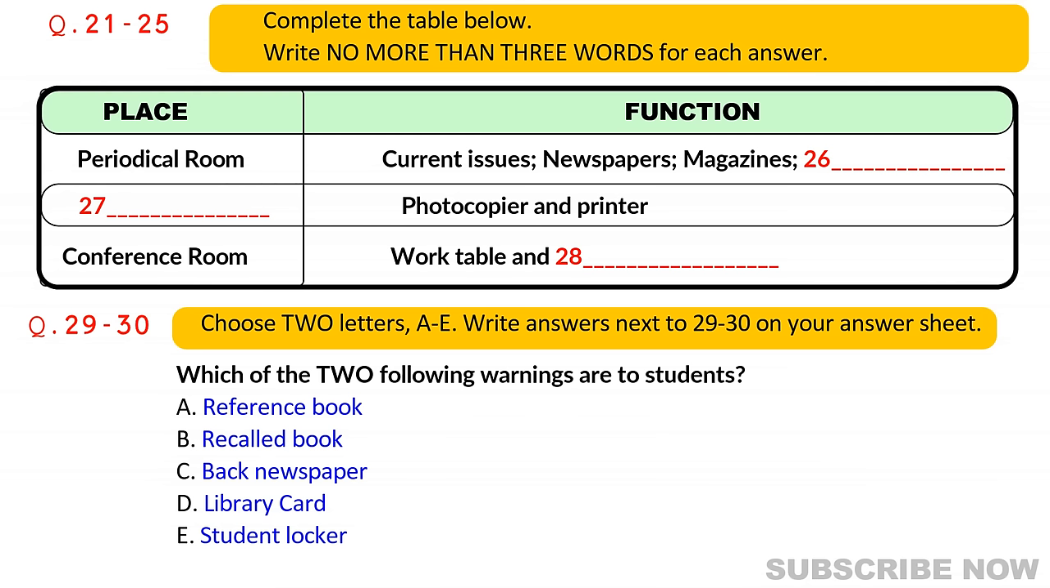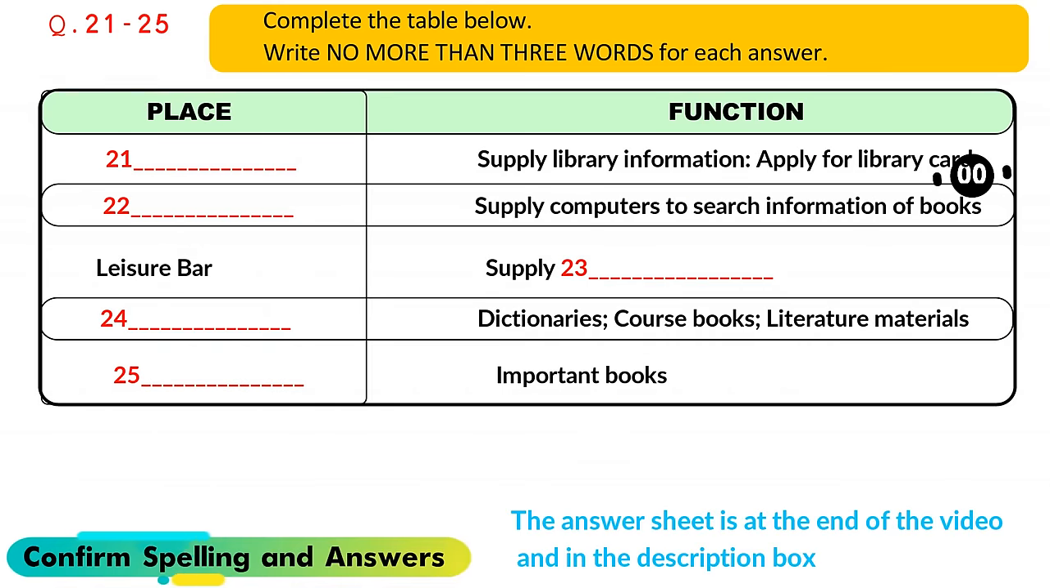Good. Well, that's the end of the tour of the library. You can look around for yourselves now, and if you have any questions, please ask the advisor at the reception. This is the end of Section 3. You now have half a minute to check your answers.